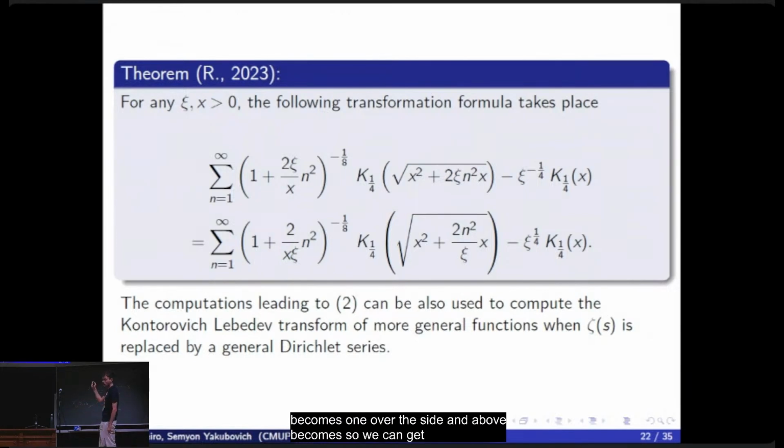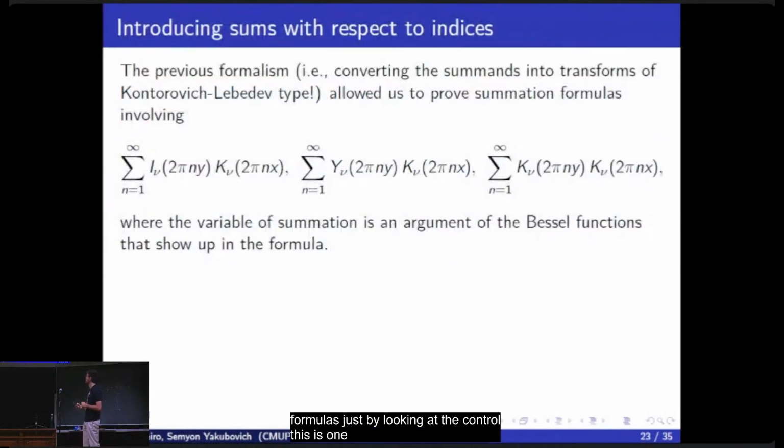So this formalism works not only for the Riemann zeta function, but for any Dirichlet series. You can get a lot of new formulas just by looking at the Kontorovich-Lebedev transform. This is one of many examples.